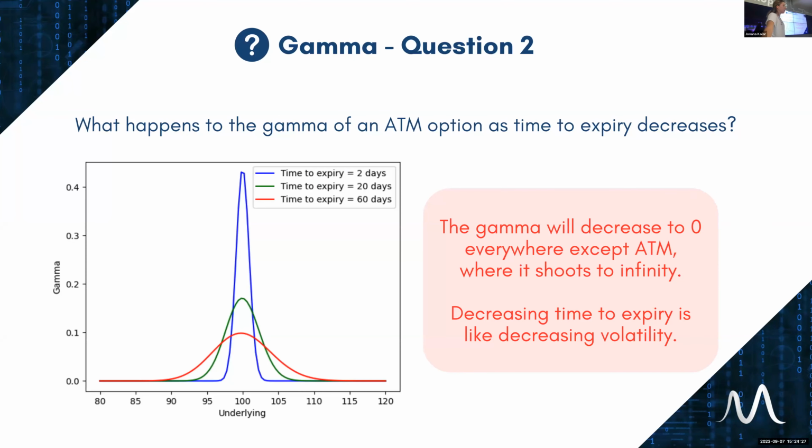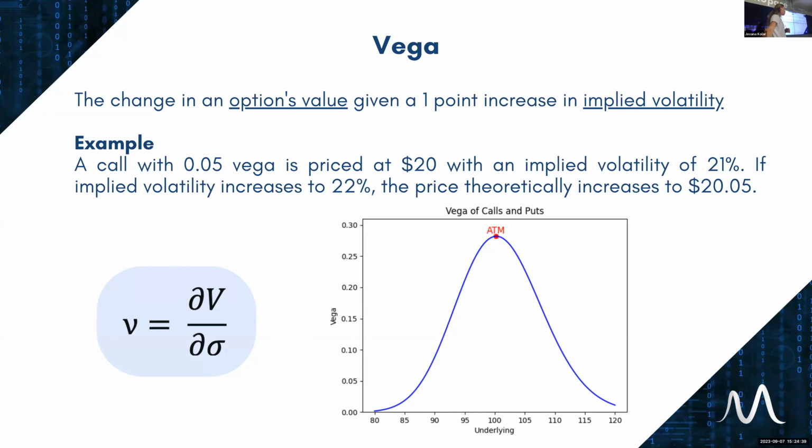Any questions about delta or gamma? So these are the two Greeks that have to do with the underlying. So next we'll look at how the option price changes with volatility, which is what we call Vega.